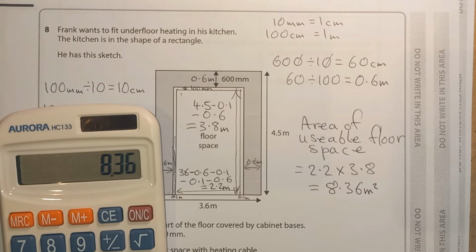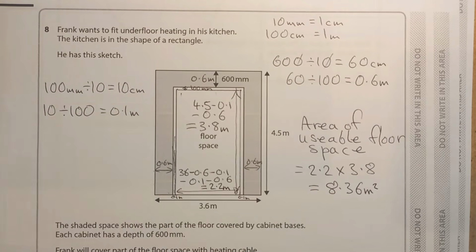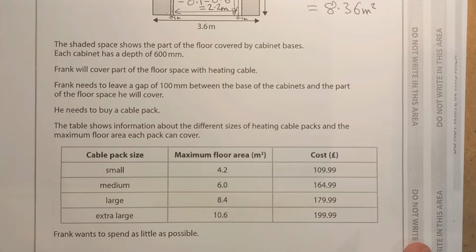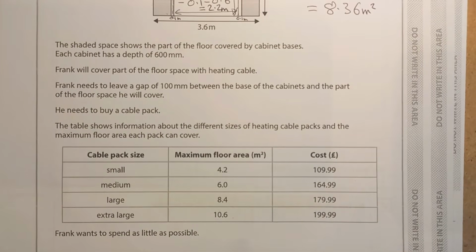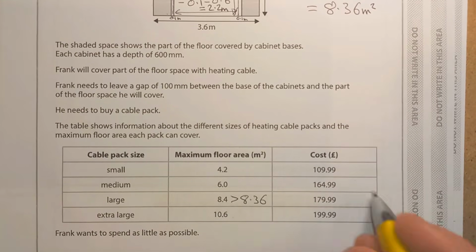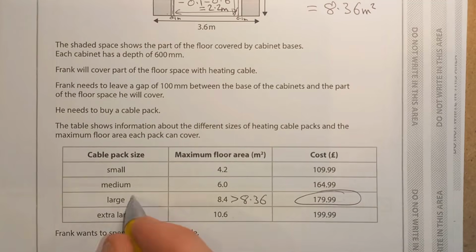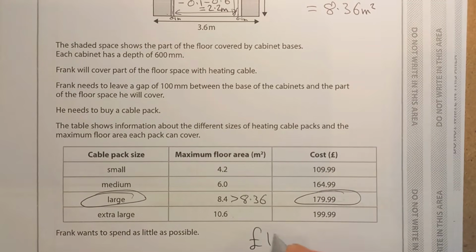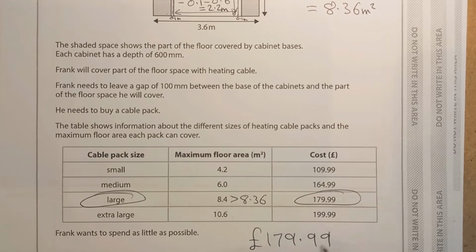Okay, so we now look at our chart. He wants the cheapest cable, but it's got to be bigger than what we've got. So 8.36 meters squared. Well, the small's not big enough. The medium's not big enough. 8.4. Well, yeah, that is greater than 8.36. So this one's fine. So we want the large pack, and it's going to cost £179.99.